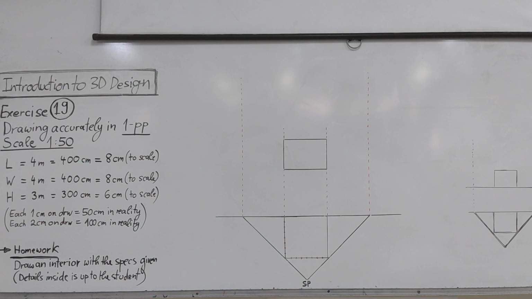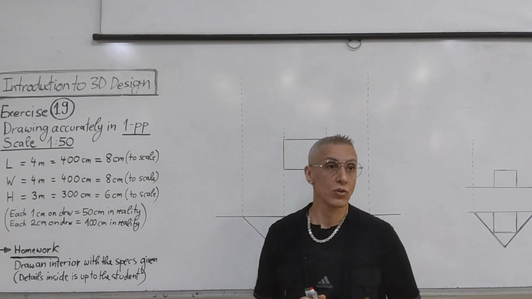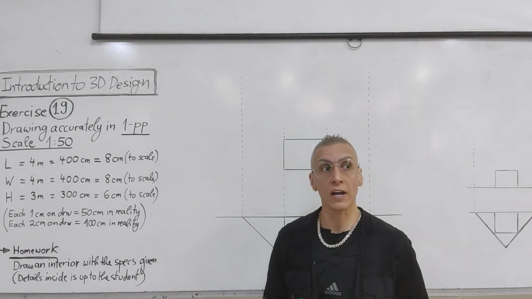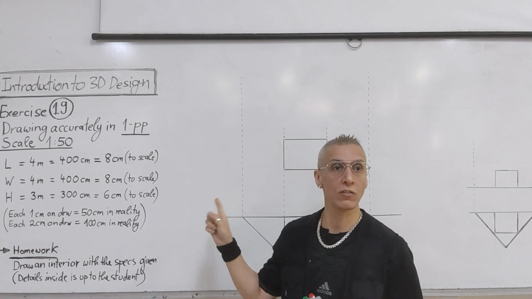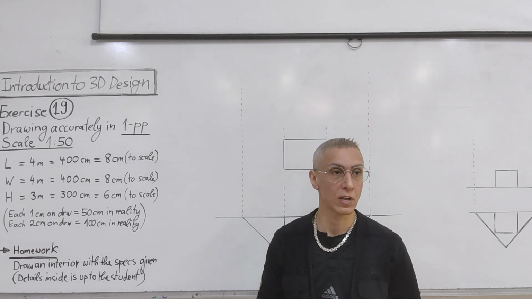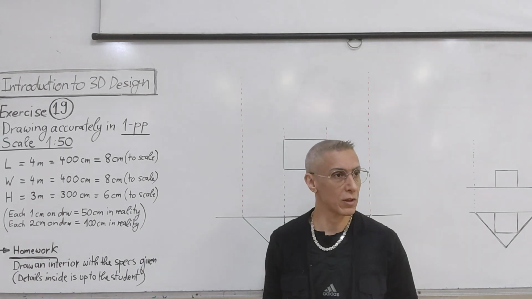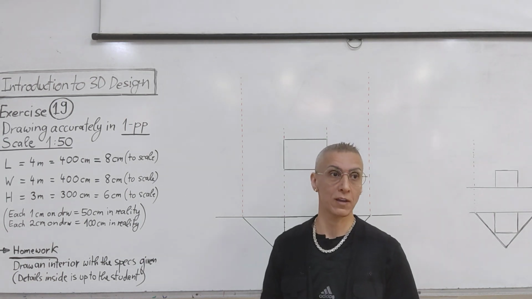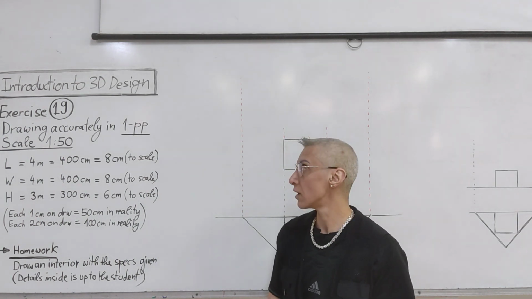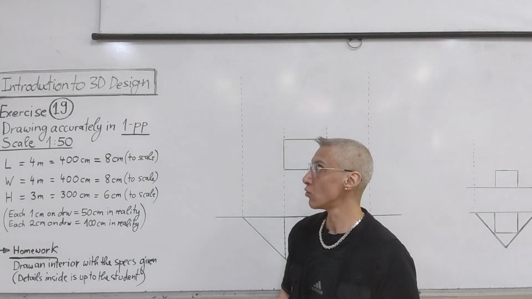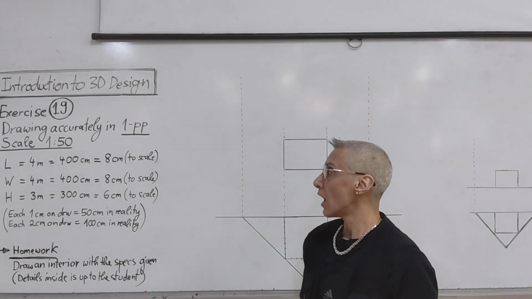Today we have exercise 19. This method is again an accurate drawing method in perspective, but this is for 1 point perspective. The last two methods, method A and method B, were for 2 point perspective. This is for 1 point. So how to draw accurately in 1 point perspective, using measurement, using scale, and all of these things?